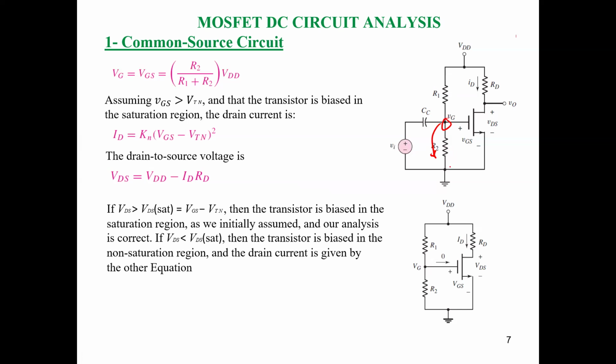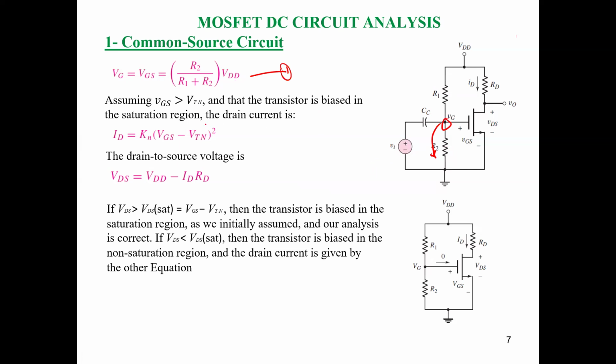This is called the voltage divider rule. So we can say now VGS equals R2 divided by R1 plus R2 times VDD. This is the first relation we have in this circuit now.